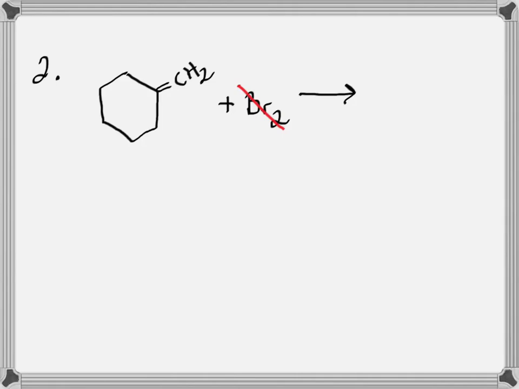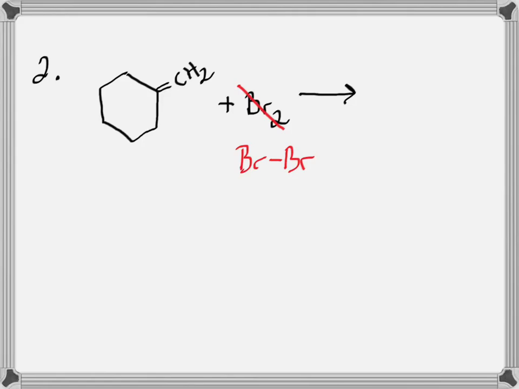So once again, I'm just going to change this to red. And again, what happens is that bromine, and this is a halogenation reaction because bromine's a halogen, will attack that carbon-carbon double bond. It doesn't matter that one of the carbons is in a ring structure as we see here, it's still going to do the same thing.